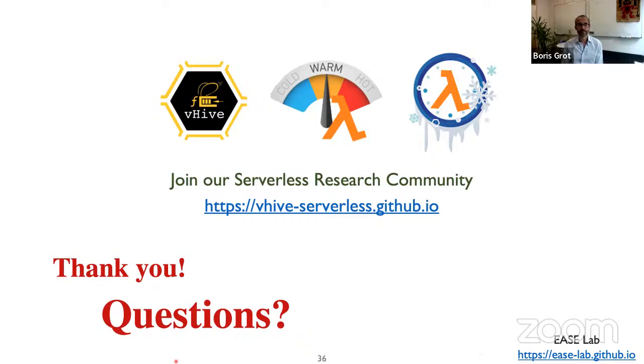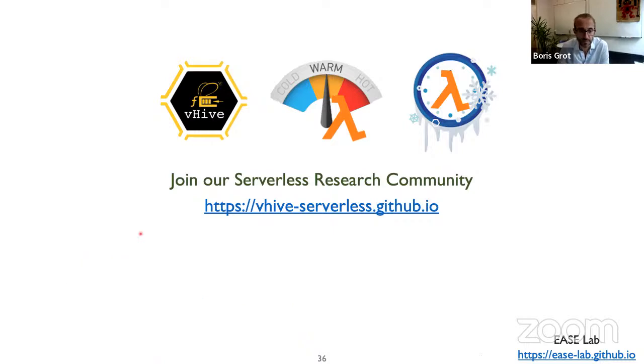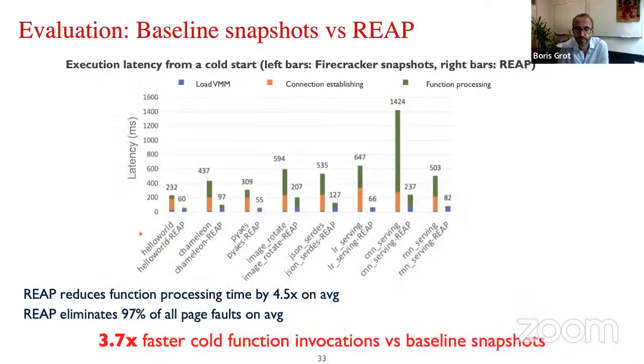Hi, my question is regarding the last graph. With the page prefetching, why does it seem like the VM startup times have increased? That blue part. That's a good question.